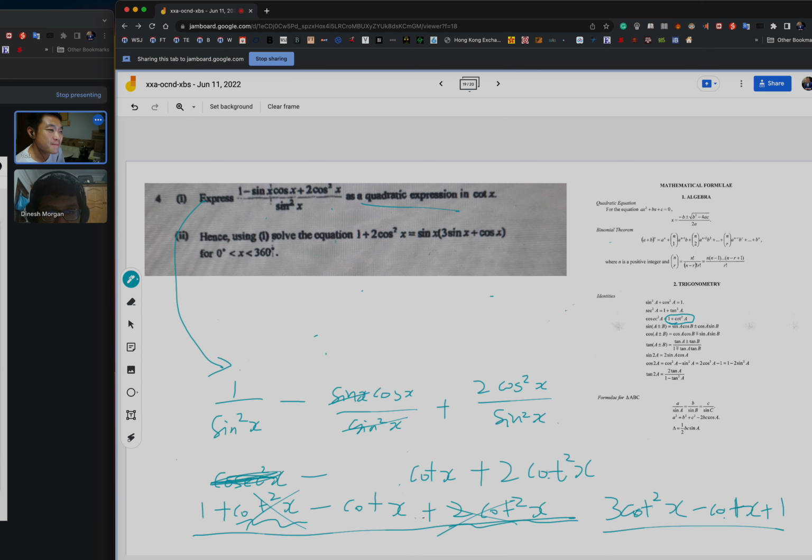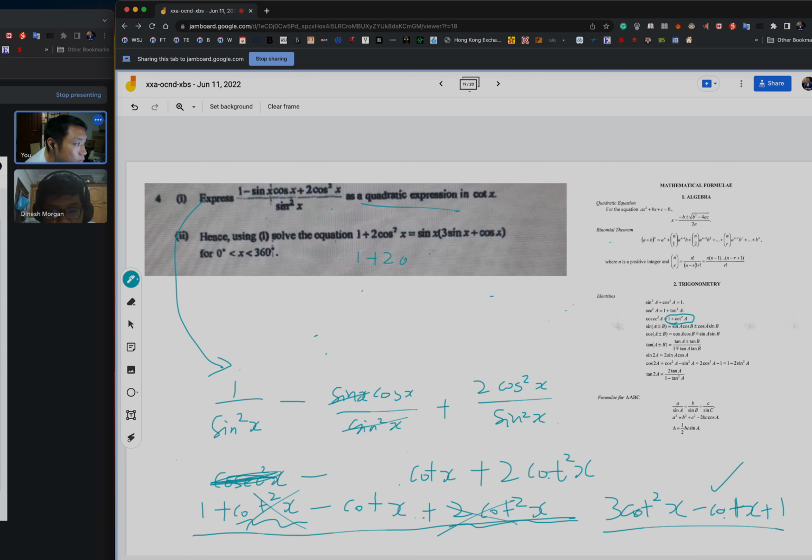Okay. Good, so this is a quadratic expression of cotangent. Okay, so hence, solve the equation. Wow, what is this? They say hence. But they give me something else, right? So how? So what they have done, I can't see what they have done. That's the problem.